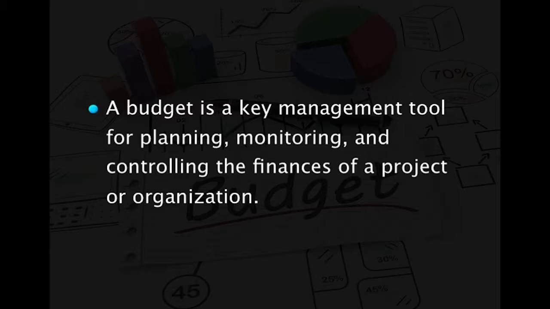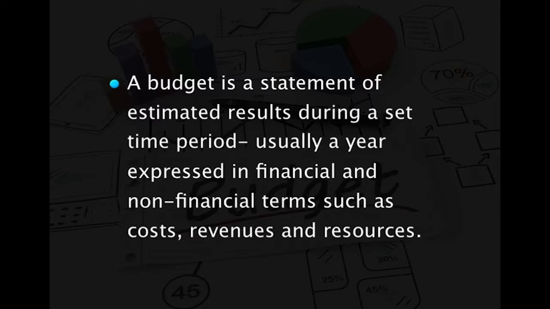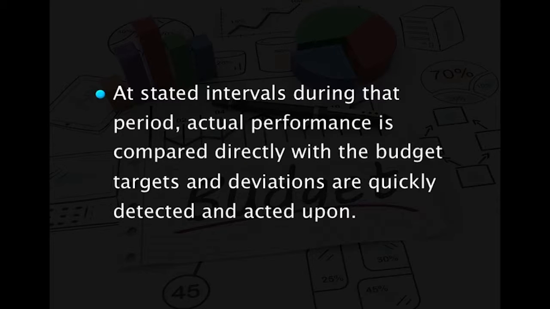A budget is a key management tool for planning, monitoring, and controlling the finances of a project or organization. A budget is a statement of estimated results during a set time period, usually a year, expressed in financial and non-financial terms such as costs, revenues, and resources. At stated intervals during that period, actual performance is compared directly with the budget targets, and deviations are quickly detected and acted upon.